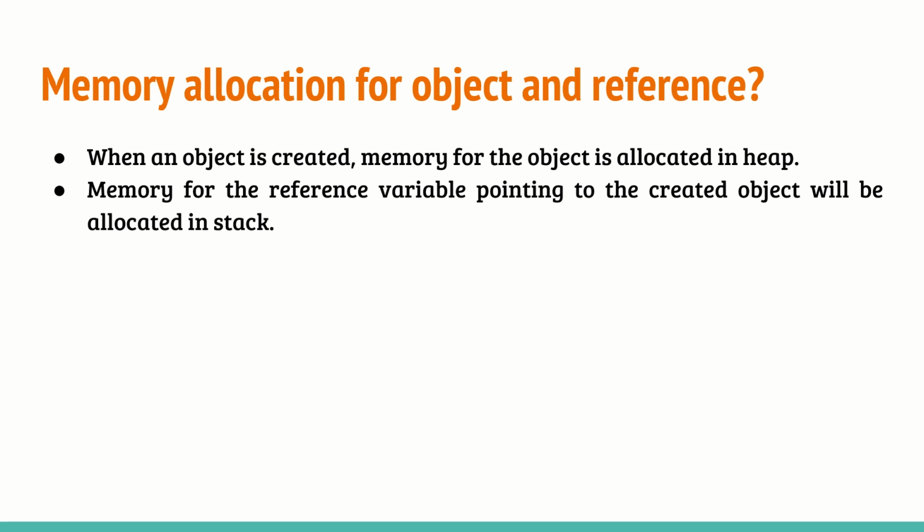Okay, memory allocation for the object and reference. How is memory allocated for object and reference? When an object is created, memory for the object is allocated in heap. I mentioned this in my previous question as well. Memory for the reference variable pointing to the created object will be allocated in stack. Remember, the memory for object is in heap. The memory for the reference variable is in stack.